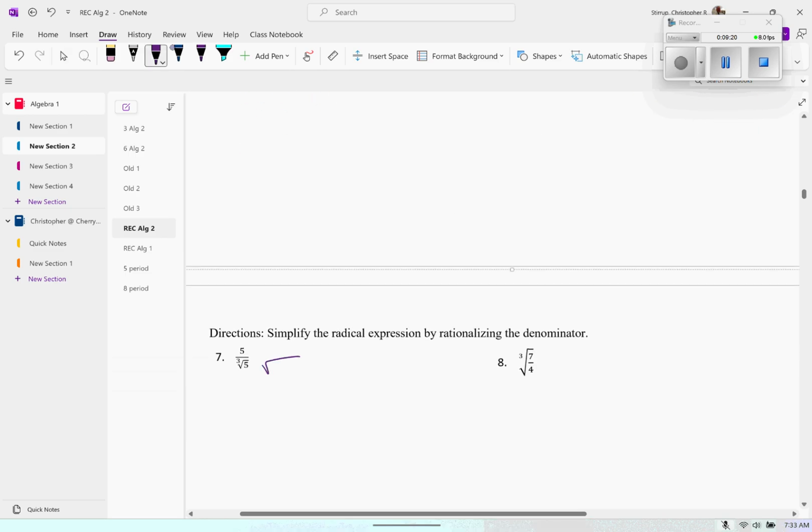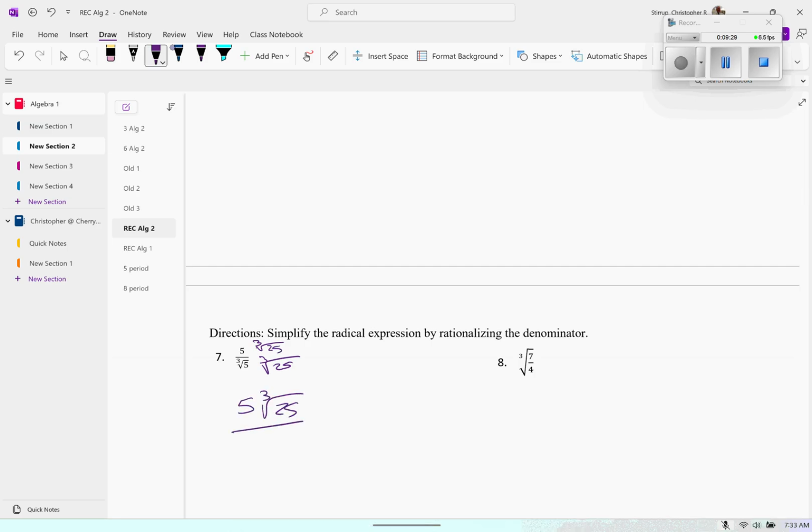This one, I'm going to multiply top and bottom by third root of 25 and third root of 25. So on top, I'm going to get 5 third root of 25 over, that's going to give me third root of 125, which is 5. The outside 5s cancel. So I'm going to get third root of 25 on top.